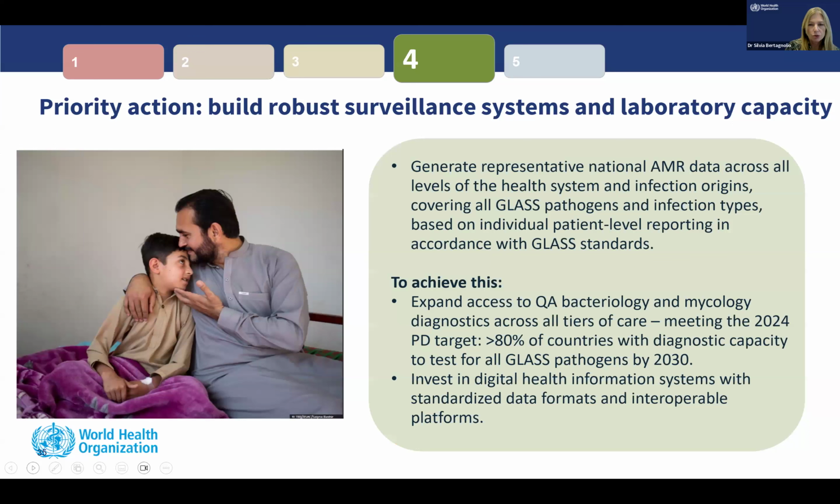Next slide. And so the action point here is really to demand that governments improve their national surveillance systems, collecting information not only from tertiary level sites but also from the lower levels of the health system. And we have to improve the access and quality of diagnostics in countries.